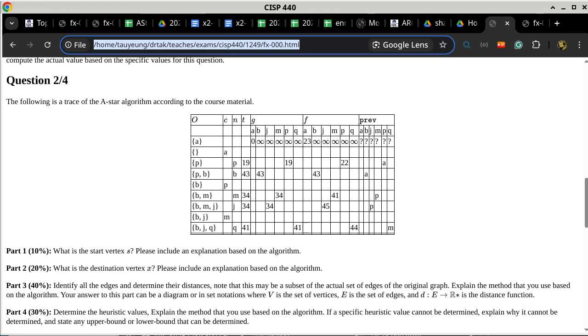And then we look at the other two. The other one is J. J has a g value of 34, and it has an f value of 45, so it cannot be the destination because these two values are different. And then Q is in the same boat, because Q has a g value of 41 and an f value of 44, so it cannot be the destination either. So that's how we can decide that.